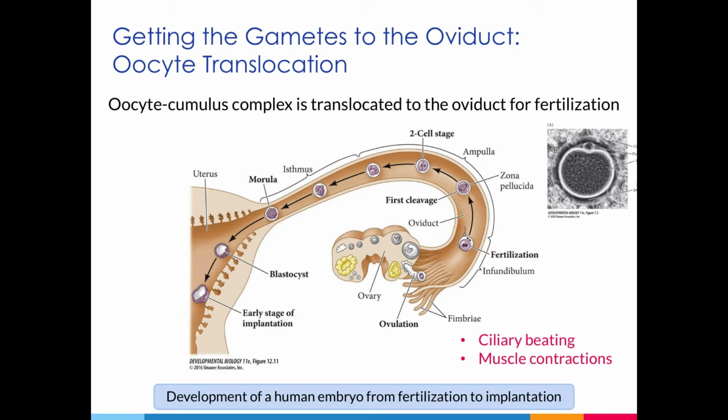In order for the oocyte to make it to the oviduct, it has to be picked up from the ovary. That process is facilitated by projections at the upper end of the oviduct that are known as fimbriae. But in order for the oocyte to be picked up from the ovary, it must be surrounded by its cumulus cells. Once the oocyte and its cumulus cells are picked up, the beating of cilia in the oviduct and muscle contractions place it at the correct location where fertilization takes place.